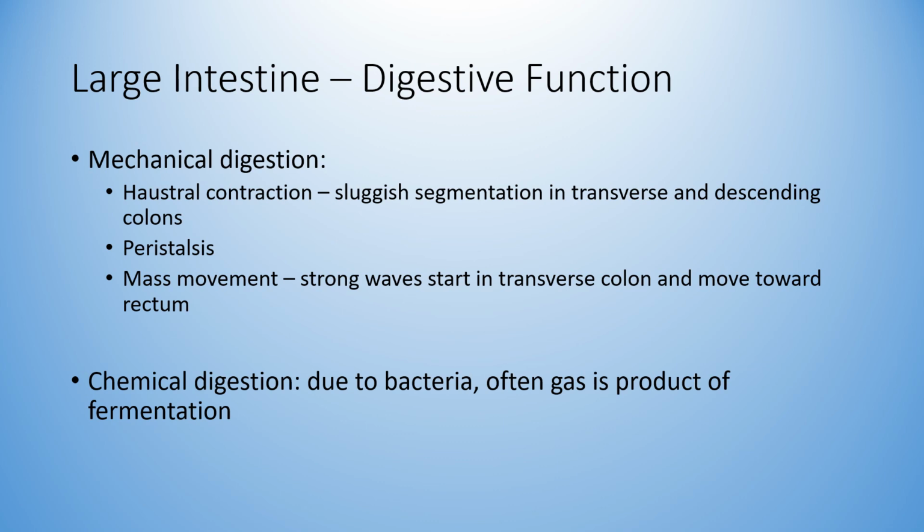In terms of the digestive functions, mechanical digestion, those haustra, those pouches, do have some very slow segmentation type of movements, contractions that will occur in both the transverse and descending colons that will help break up. It's kind of like, here's your last chance for any breaking up of remains. Peristalsis is going to help move things. You do have strong waves we call mass movement that start in the transverse colon and move towards the rectum to move any of the remaining items.